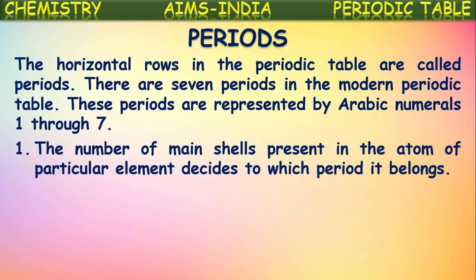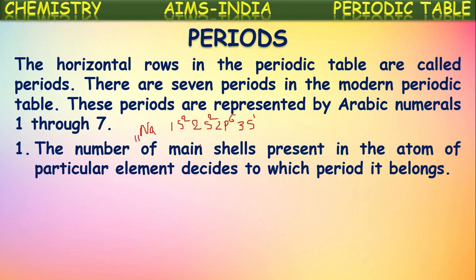Based upon the electron configuration of an element, we can say to which period that element belongs in the periodic table. The number of energy levels or main shells present in the electron configuration of that element gives its period number. For example, sodium: what is the atomic number of sodium? We know it as 11. If we write its configuration, it is 1s2, 2s2, 2p6, next 3s1.